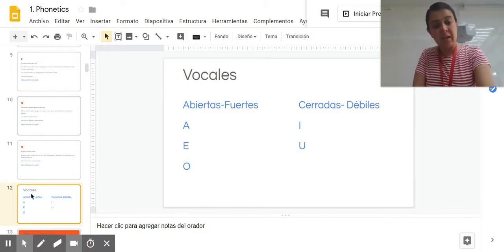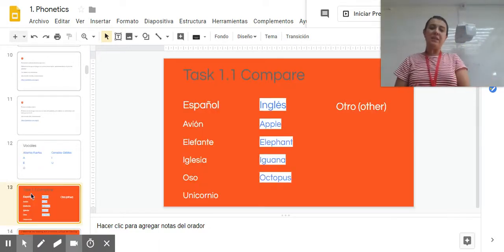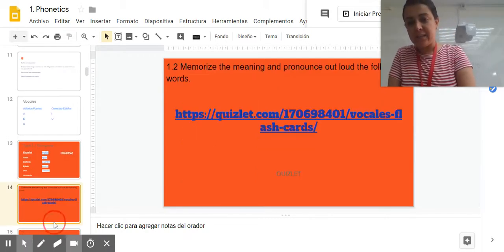That's why. Now, please compare from Spanish, español, English, and another language, if you speak another language, to your first language. Avión, apple. Elefante, elephant. Iglesia, iguana. Oso, octopus. Unicornio. Pause and try it. So now let's keep going.